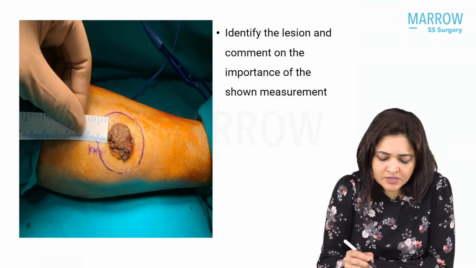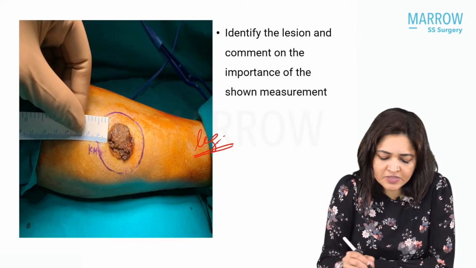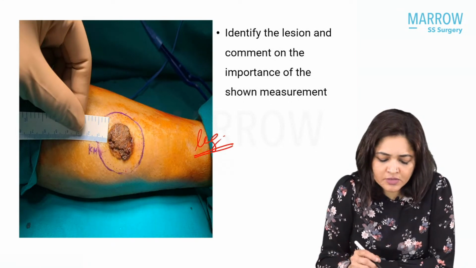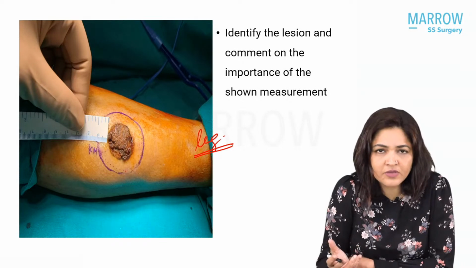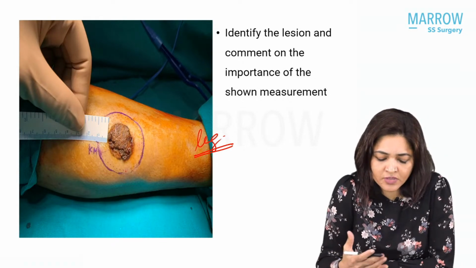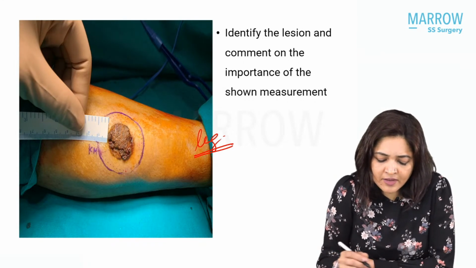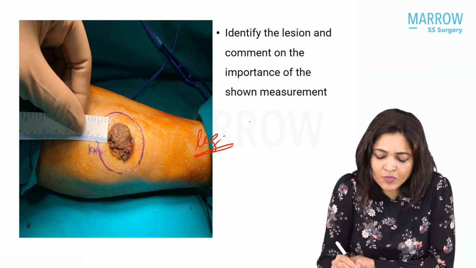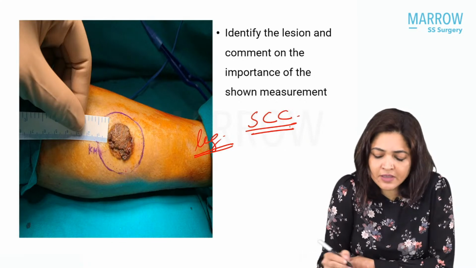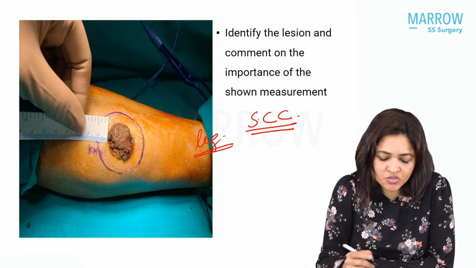So this is the image of a leg with some lesion here. If the examiner asks you what the picture is trying to tell you, let's just say this. It's on the leg, a possible growth, where we are measuring the margins. So we are probably thinking of some kind of a malignancy. So it's probably a squamous cell carcinoma.